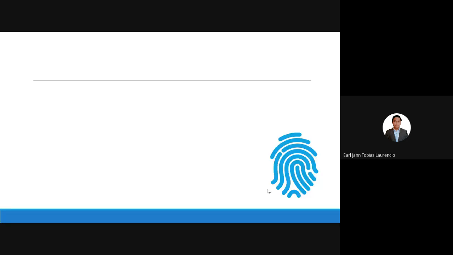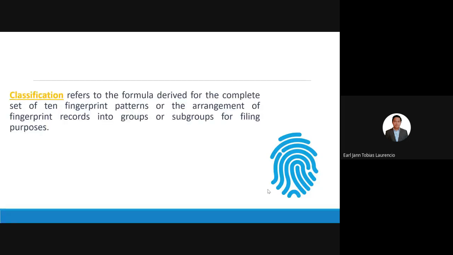Before we start, let us first define what do we mean when we say classification in this particular subject. Okay? The term classification simply refers to the arrangement of your fingerprint records. Okay? Yan lang ang tatandaan natin. When we say classification, we are referring to the sequence or the arrangement of your fingerprint records into groups or subgroups for the purpose of filing.